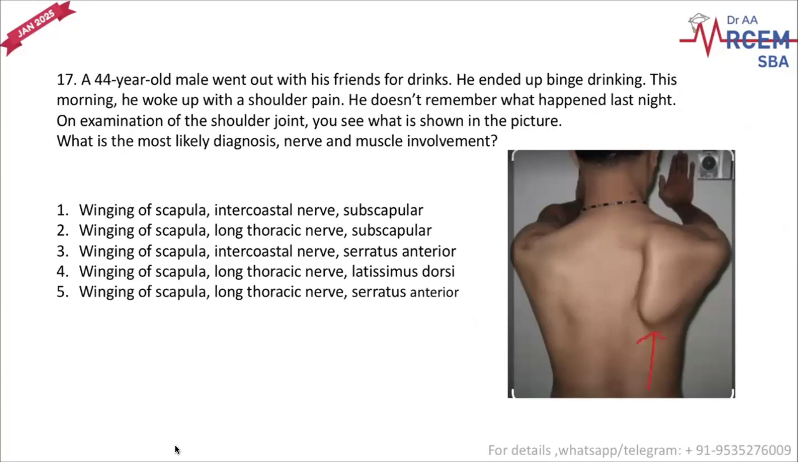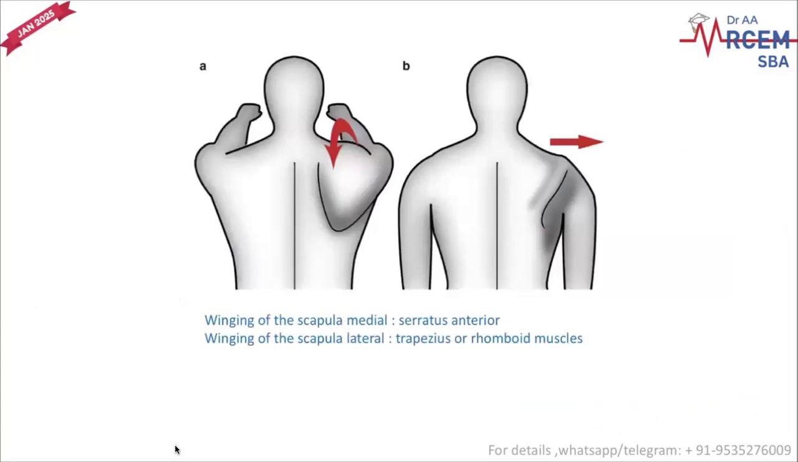What you are seeing is known as winging of the scapula. This winging of the scapula is mainly because of long thoracic nerve injury. The muscle which is involved is serratus anterior. So the right answer is the fifth one.